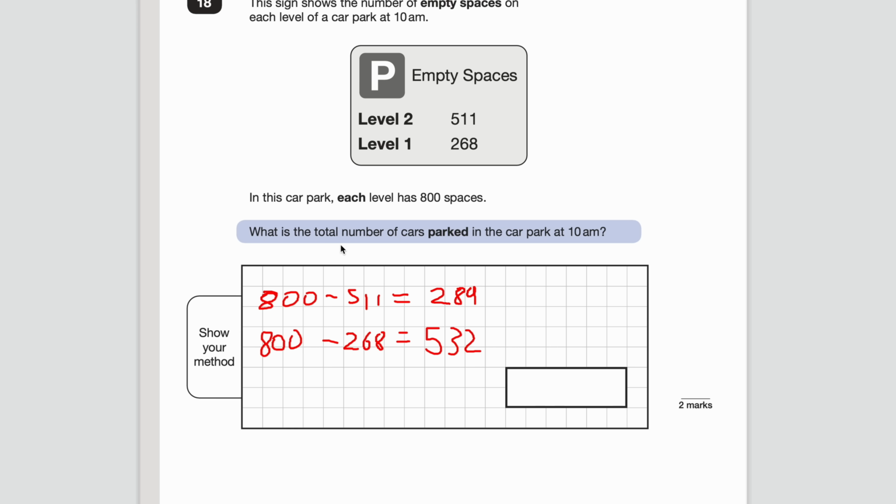So it now says, what's the total number of cars parked? We can't just say that's fine. We've got to add up level 1 and level 2. So this is where I will do some working out to make sure everything is right. So we've got 532 plus 289. 9 plus 2 is 11. Put the 1, carry the 1. 3 plus 8 is also 11, plus the 1 we've carried over is 12. Put the 2, carry the 1. 5 plus 2 is 7, plus the 1 is 8. 821. So that's your answer. How many cars are parked?